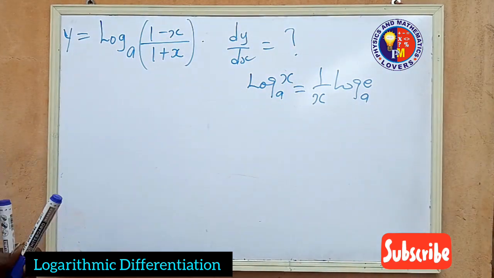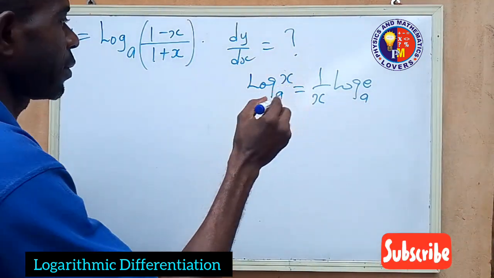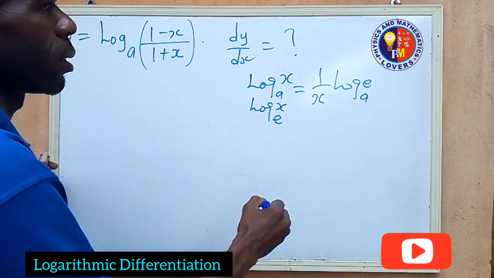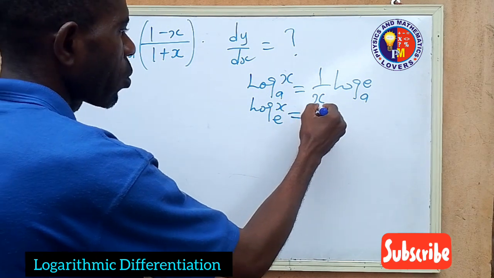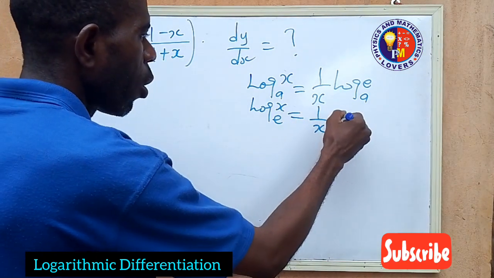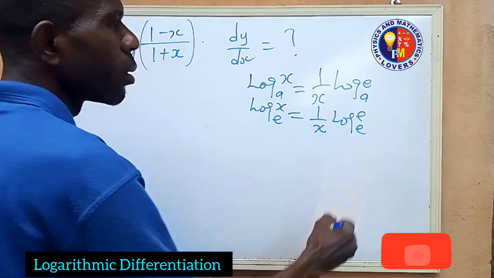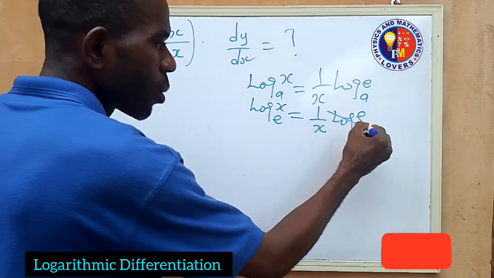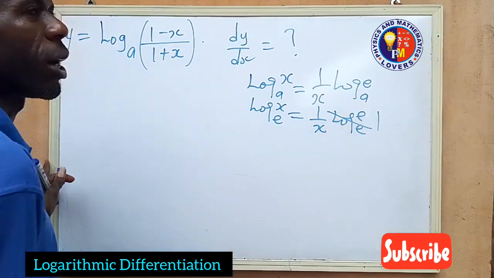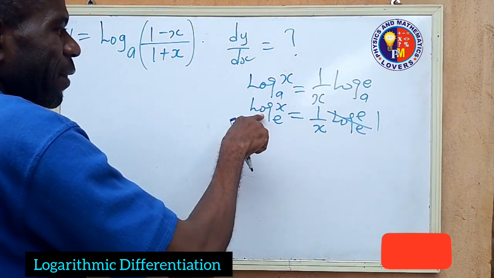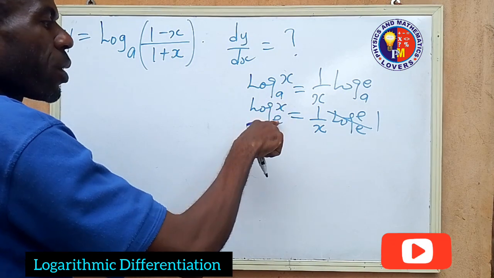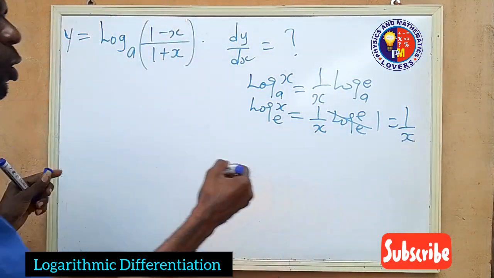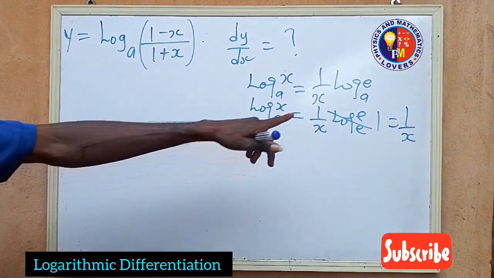Now, if I have the log of x to base e, automatically I am going to have 1 over x log e to base e. In logarithm, the log of a number to that same number is 1. So automatically this one is 1. Therefore the standard derivative of log x to base e is 1 over x.